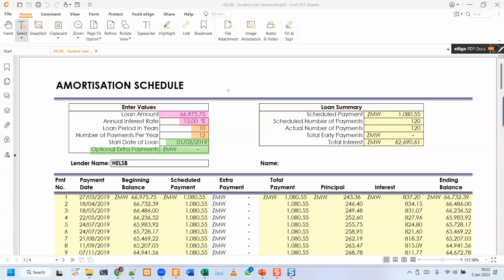Then this handy dandy table to your right gives you a loan summary, everything that you need to know about how your loan is going to progress over the next 10 years. So we'll start with the first one. So the scheduled payment. This is how much you are going to be charged, and this is an estimation that is done by the HELSB board, and they will let you know exactly how much money they will need to deduct in order to fit into these 120 payments, meaning within that 10-year period.